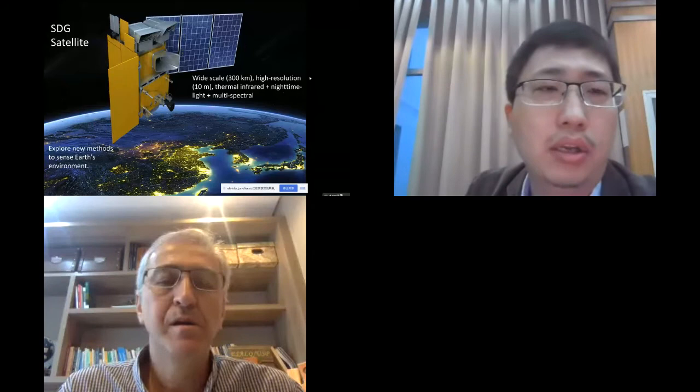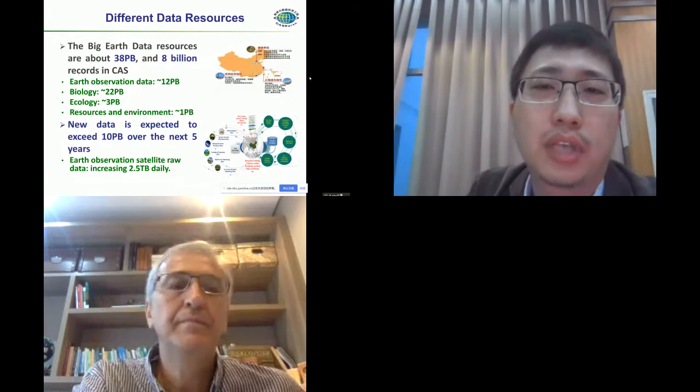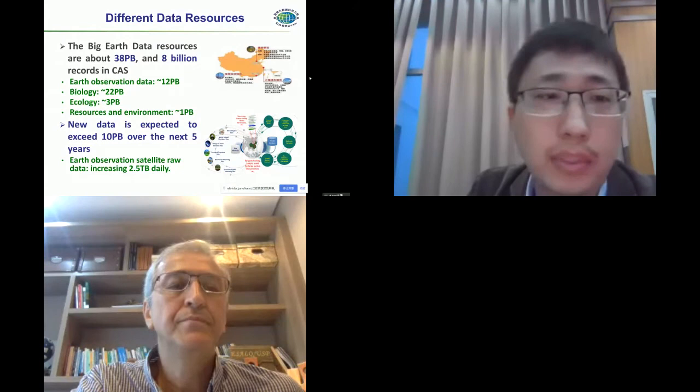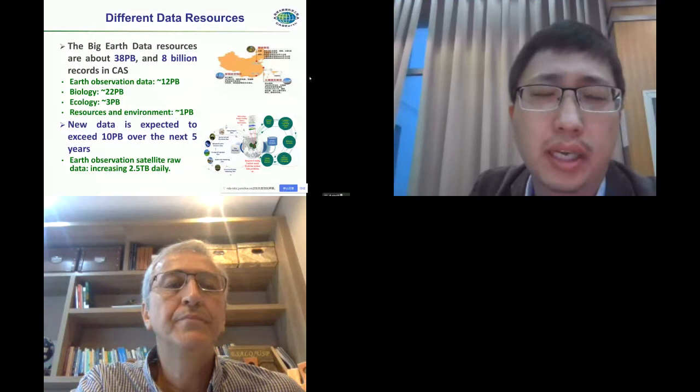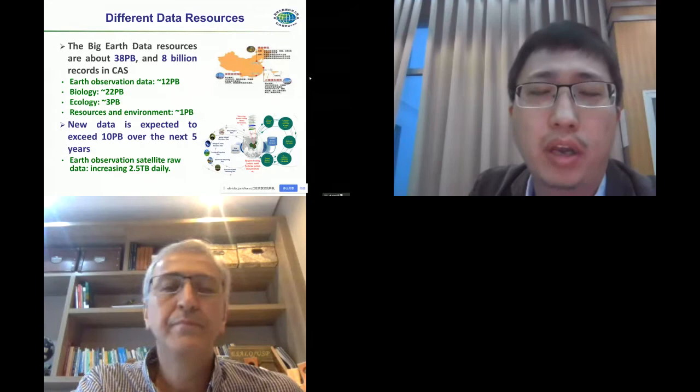Also, CAS is the biggest institution in China, and so CAS already has a huge amount of data. Here are some of the key numbers. The main idea is that CAS will gather all the data related to the SDGs together, and then this data will be compiled and stored together, and then shared through the open science mechanism.